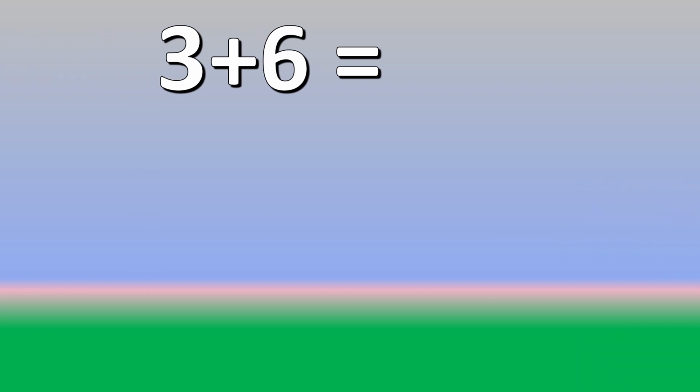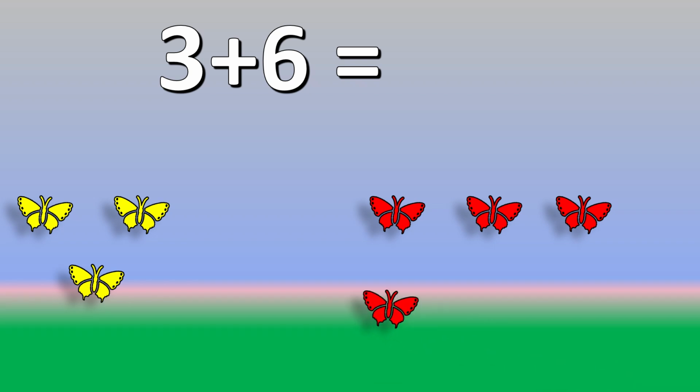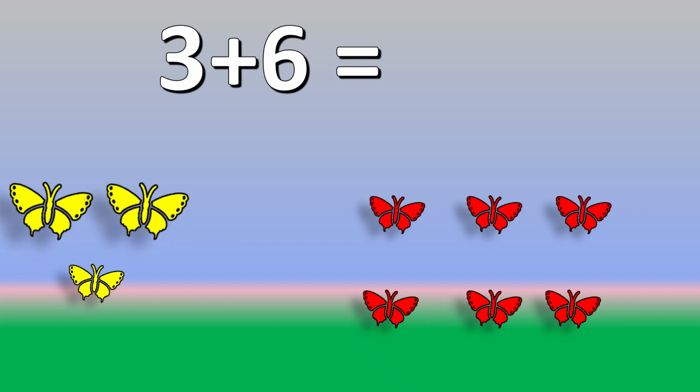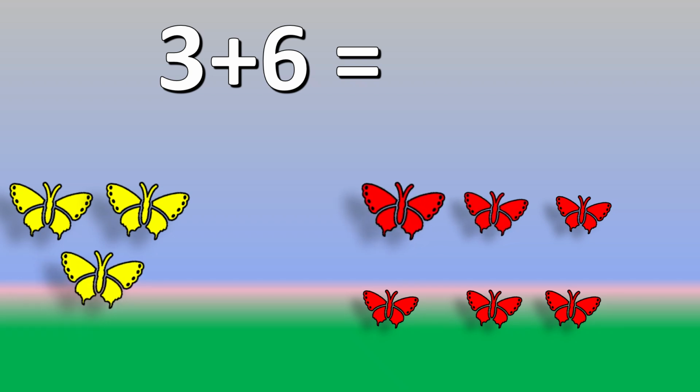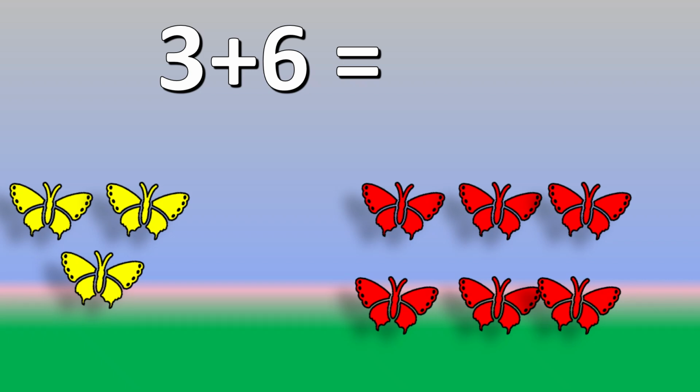3 plus 6 equals to... 1, 2, 3 plus 6. 1, 2, 3, 4, 5, 6. Let's count. 1, 2, 3, 4, 5, 6, 7, 8, 9.